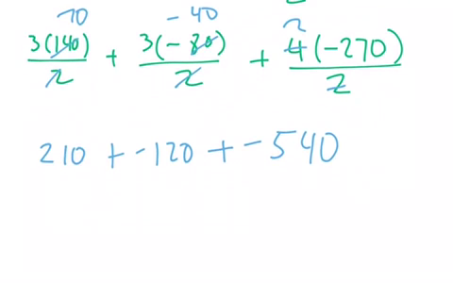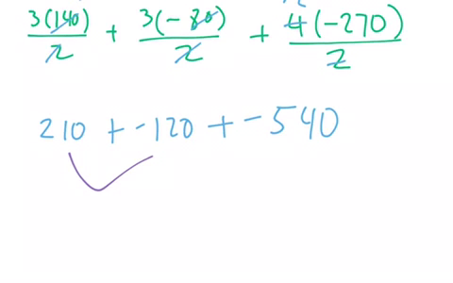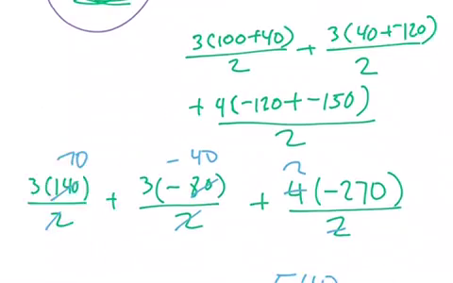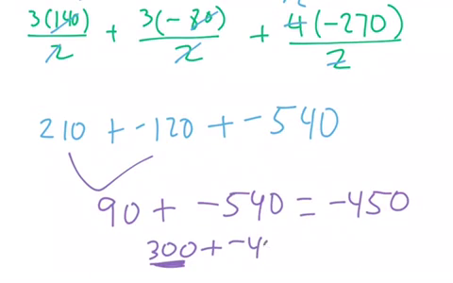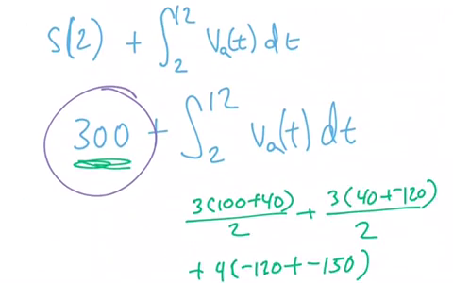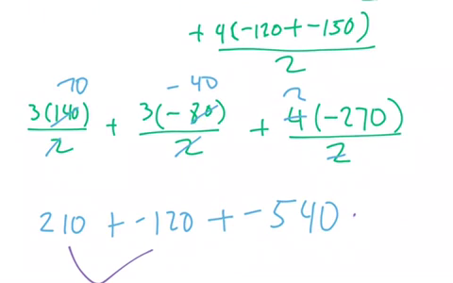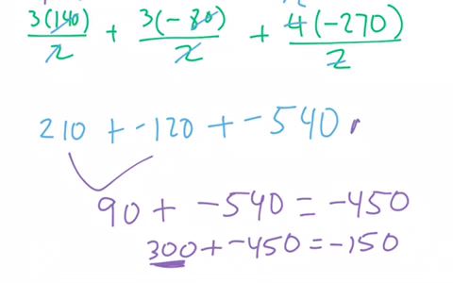If we clean this up, these two give me 90, plus negative 540, which is negative 450. Taking the 300 from originally up here, 300 plus negative 450, we get negative 150. And that's our position, so negative 150 meters.